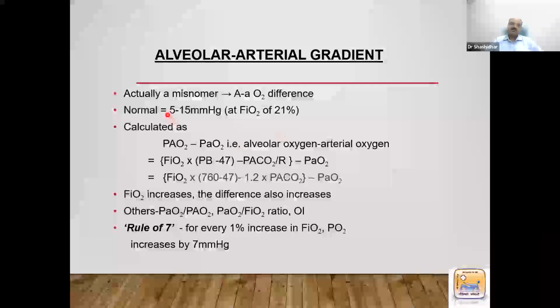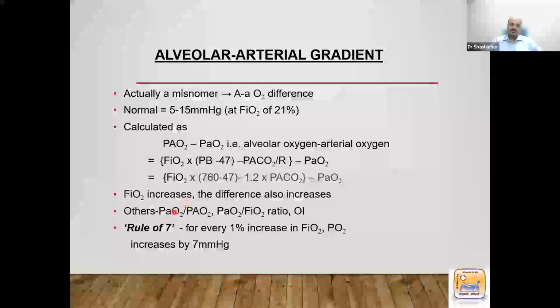So there may be a very negligible difference of 5 to 15 mmHg. But if you calculate this by using this formula, FiO2 into 713 minus 1 and PCO2 minus PO2. This is based on the alveolar gas equation. If you get a higher AaDO2, that means there is something intrinsically wrong with the lungs. Alveolar oxygen is not getting diffused into the blood.